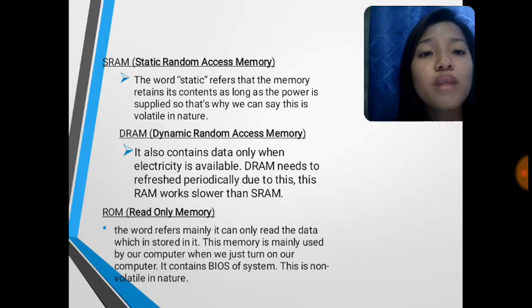SRAM, static random access memory. The word static means that the memory retains its contents as long as power is supplied. That way we can say this is volatile. DRAM, dynamic random access memory, also contains data only when electricity is available.